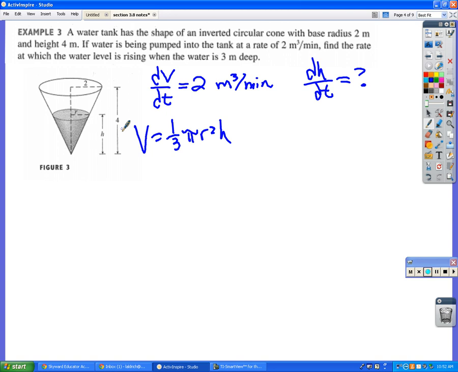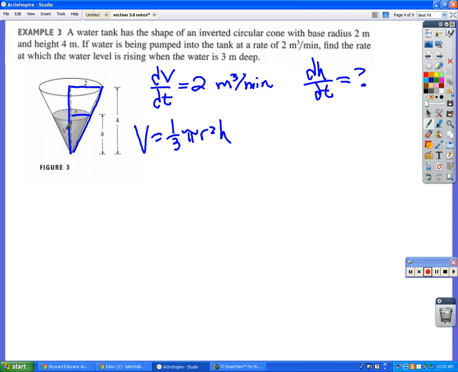R is half of H. R is always half of H. These are similar triangles right here. So H is 2R. And so no matter how deep the water is, the radius is always going to be half of the height of the water. So it's 1/3.